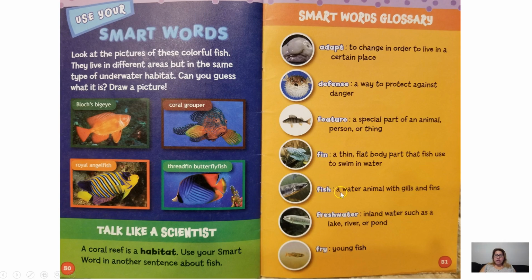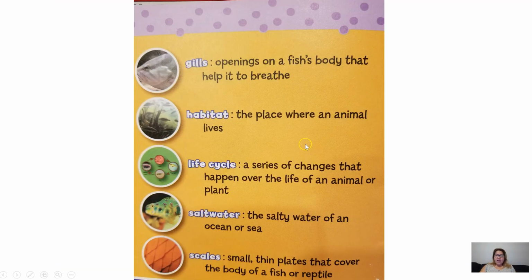Okay, then fish is a water animal with gills and fins. Then we have freshwater, inland water such as a lake, river, or pond. And a fry, we learned, boys and girls, that it's a young fish. A baby fish is called a fry. Okay, we have some other vocabulary words here. This vocabulary word is gills. It's the opening on a fish's body that helps it to breathe. Okay, so they have gills.